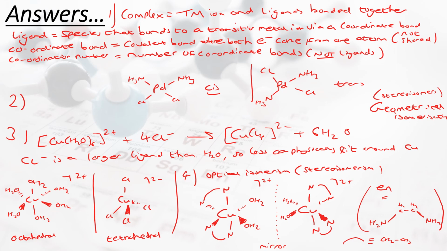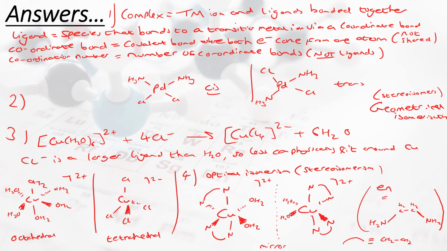Question 2 was to give the possible structures for palladium with two NH3 ligands and two Cl ligands. So this is exactly what we've just been talking about. This essentially is a cis or trans platin.